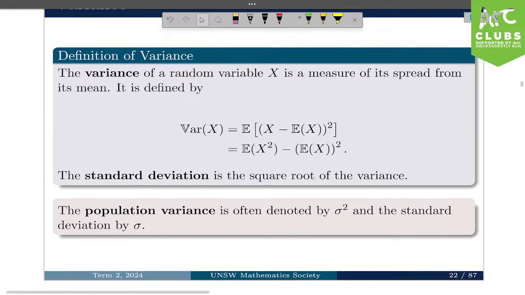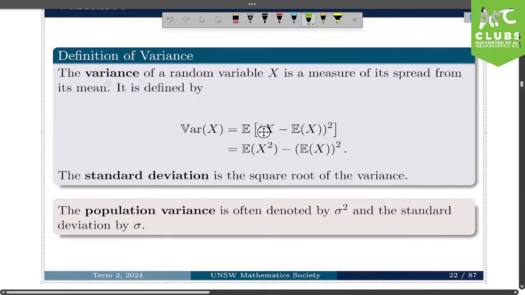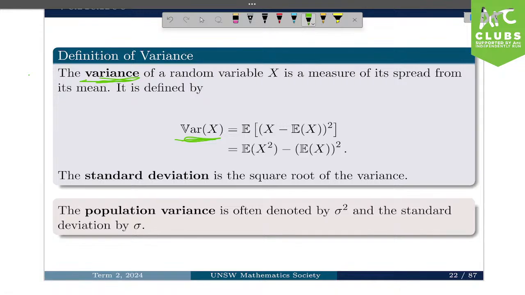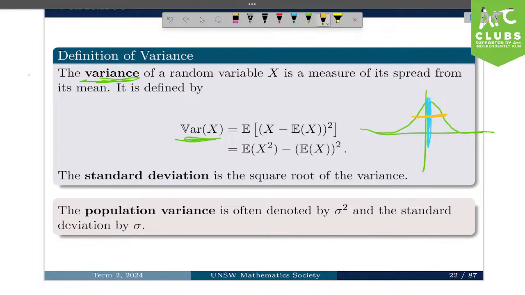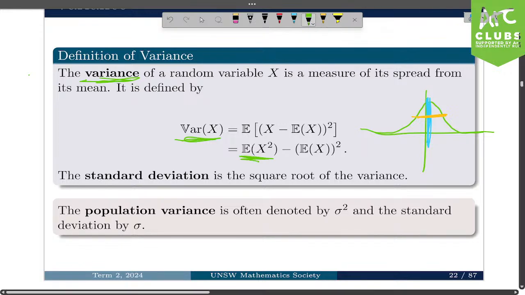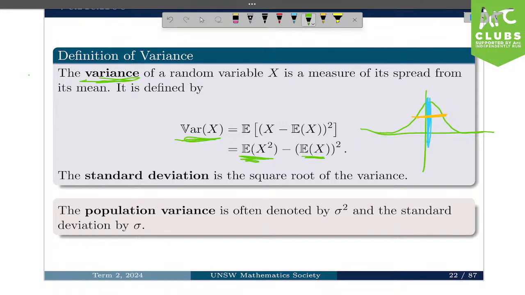Definition of variance. This is one of the other objects in this course. The variance of a random variable is a measure of its spread from the mean. If we had a distribution that looks like that, the expectation value would be around the mean, and the variance is a measure of how wide this peak is. Its definition is the expectation value of x squared minus the squared expectation value of x. That's just the definition.